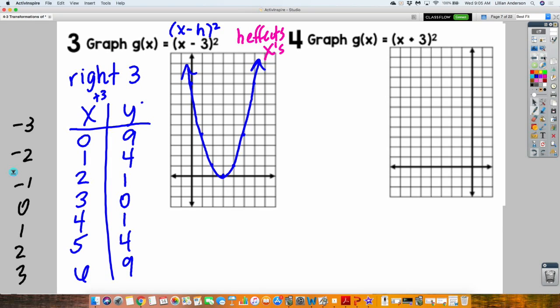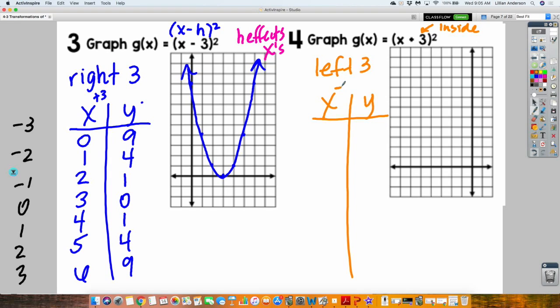What about this one? Careful. It's on the inside, which means that it has to be horizontal. So it moves which way? Left 3. Which means that your y's, they don't change. But your x's are going to what? They're going to change. And you're going to subtract 3 from them because when we move to the left, we're going in the negative direction. So we're going to subtract 3 from every single one of those.